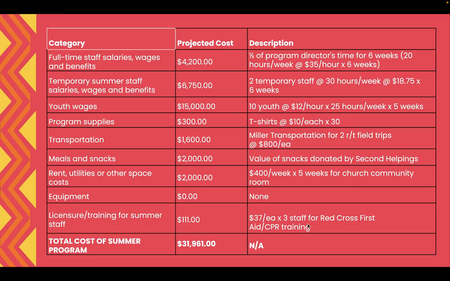This is a program that is planning to do Red Cross first aid training and CPR training for their summer program staff. And I can tell just by looking at $37 or $111, those are not round numbers, which tells me they are actually researched numbers, and those are actually what it costs. You can also see here that they're going to hire 2 temporary staff, as well as part of the cost of their program is just how much of their regular full-time staff are working during the summer months on the summer program.